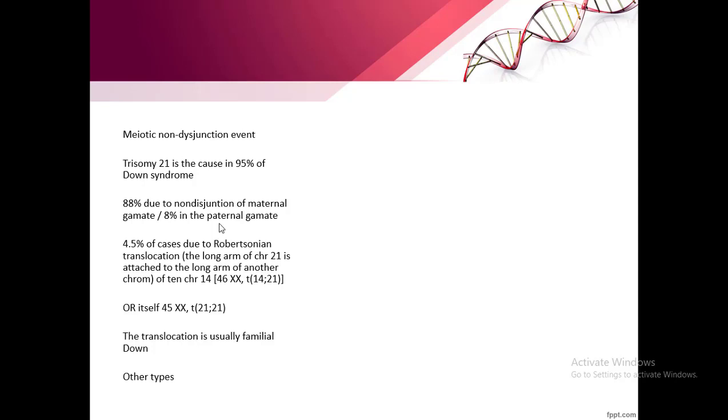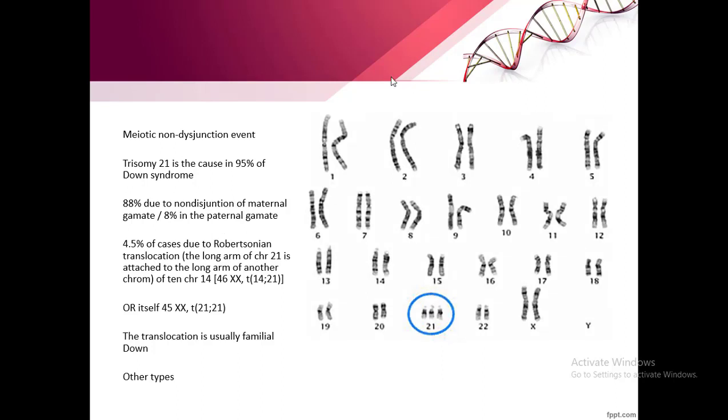Now, 4.5% of the cases are actually not due to trisomies, but Robertsonian translocation. This translocation could be between chromosome 21 and others, like 14 or 21. The translocation is usually familial. Translocation cases usually recur in the family. And you can see here, this is the karyotype, which shows trisomy, 3 copies of chromosome 21.